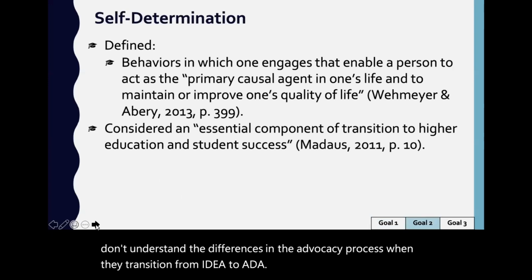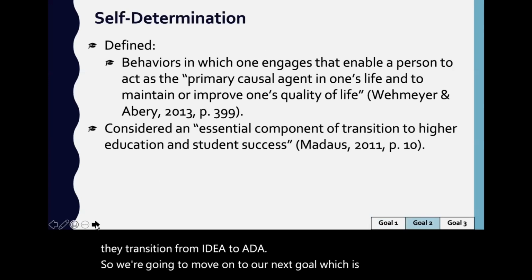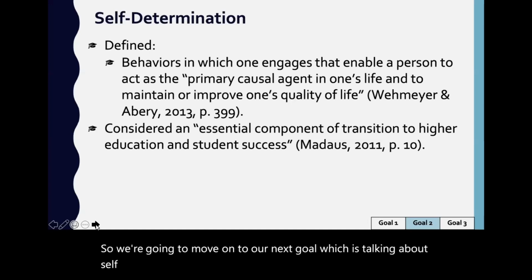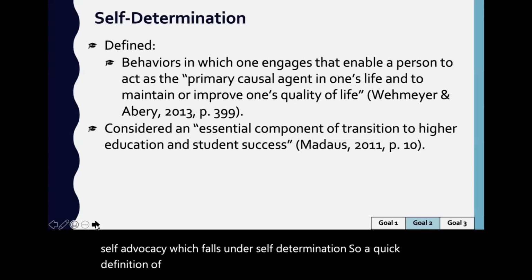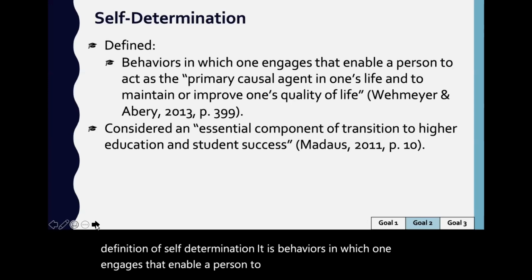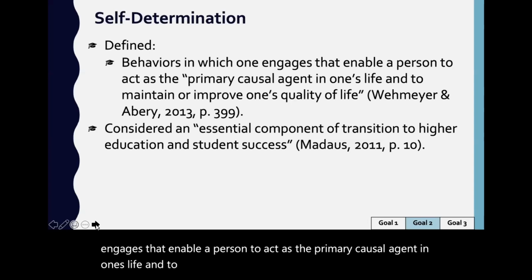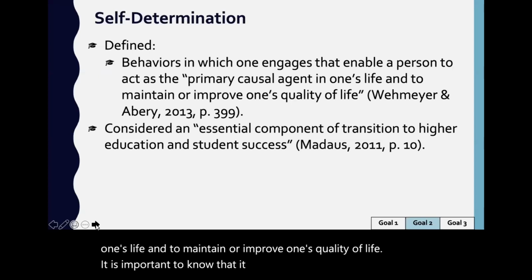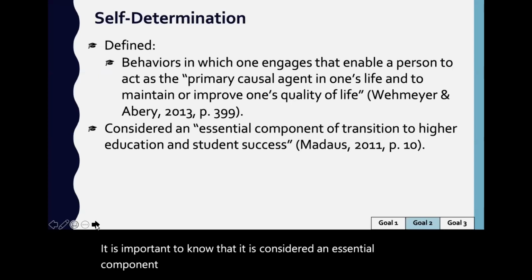So we're going to move on to our next goal, which is talking about self-advocacy, which falls under self-determination. A quick definition of self-determination: it is behaviors in which one engages that enable a person to act as the primary causal agent in one's life and to maintain or improve one's quality of life. It is considered an essential component of transition to higher education and student success.